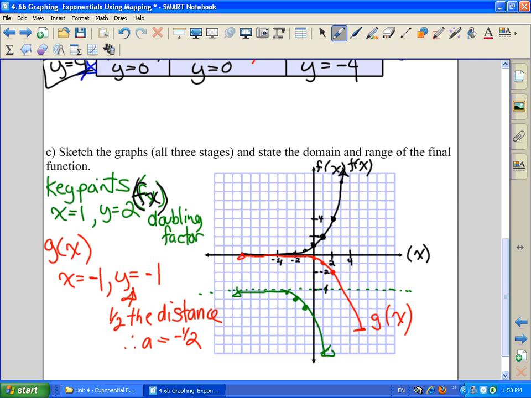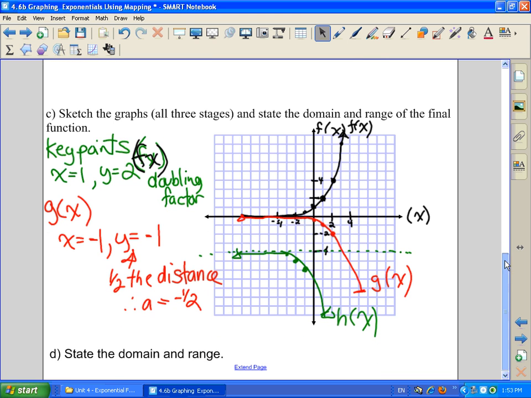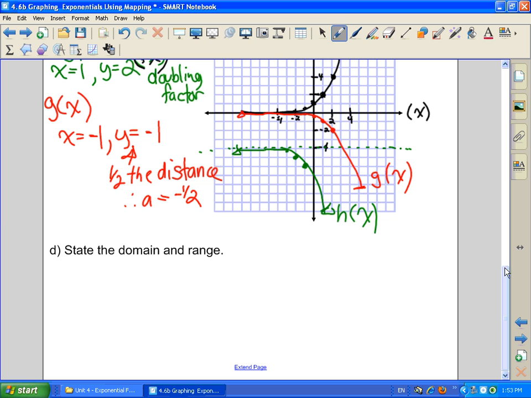There. And that's my h at x. Good. So there's your mapping questions. We just need to make sure we do the last part, which is to state the final domain and range. So for h at x, that's what we're taking a look at.